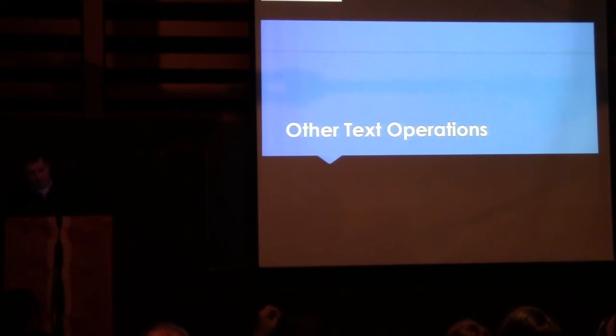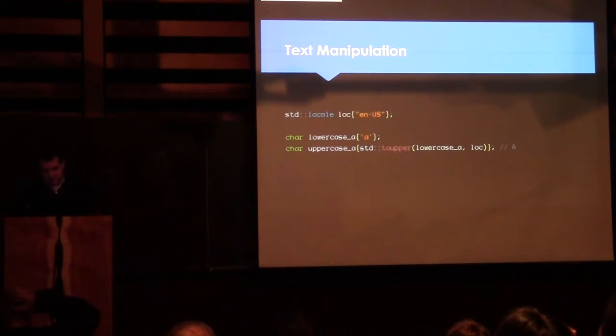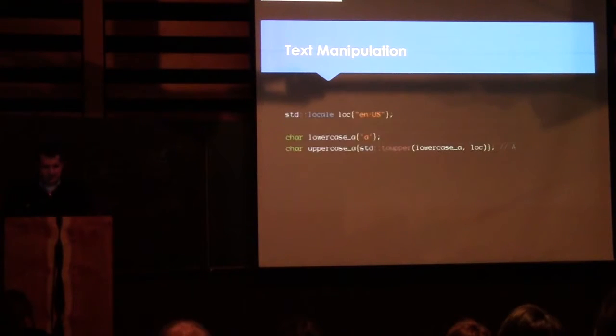So if we look at a couple other text operations, we mentioned that some of the standard library functions just don't work well with Unicode. As an example of this, we have this toUpper function that takes a code unit and converts it to the equivalent uppercase code unit. But this expects that there's actually an uppercase form of each of the lowercase letters. And as a counterexample, in German, there's, I believe it's called the sharp S. The uppercase form is actually two characters. It's two uppercase letter S's. So this toUpper API that returns a single character is not even reasonable.